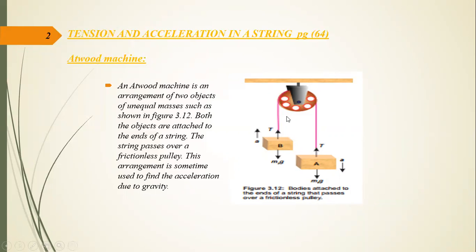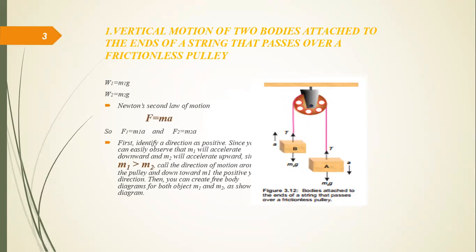So here in this setup, the pulley is considered frictionless because we want no effect of any other force on the motion of these blocks. So we will consider this pulley frictionless and this string weightless. Here is the start of our topic: vertical motion of two bodies attached to the ends of a string that passes over a frictionless pulley.